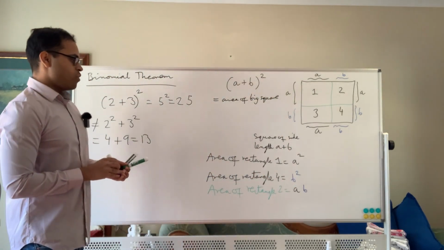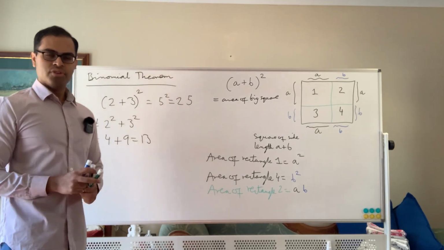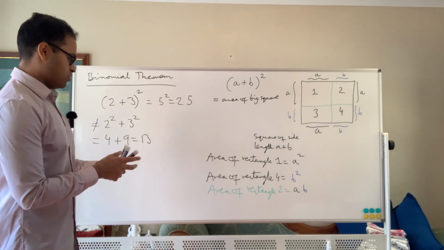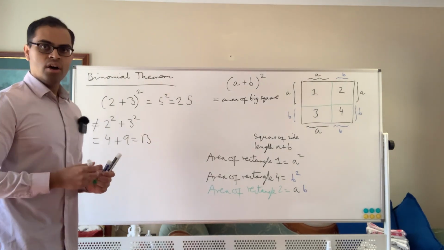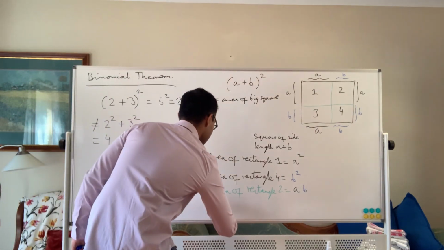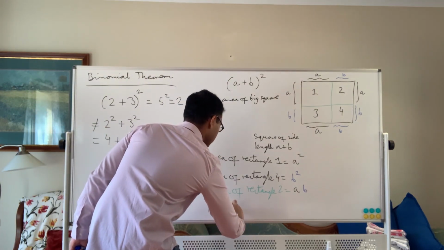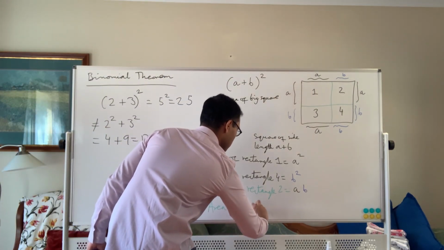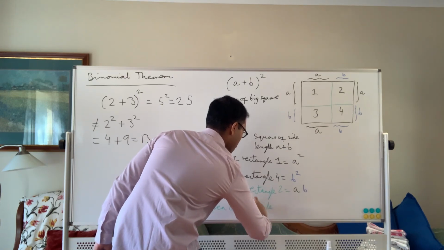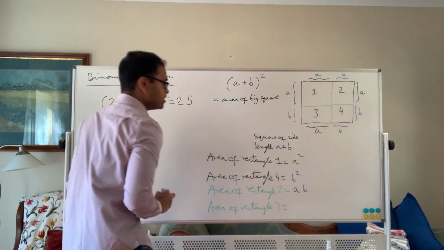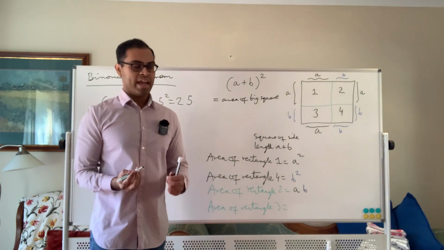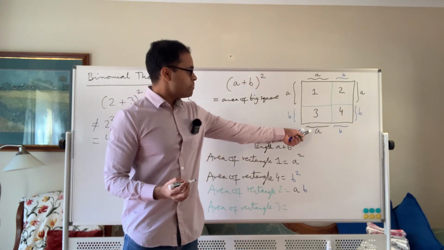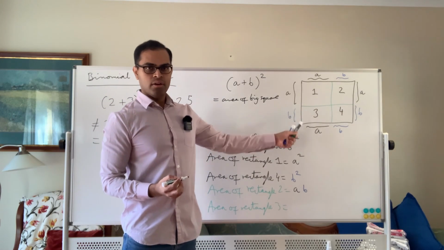And now, what is the area of rectangle 3? We've done area of rectangle 2. What is the area of rectangle 3? Well, that's going to be, I'm going to write it here, area of rectangle 3. Well, that's going to be, again, base times height. And so here we have the base is A and the height is B, right?